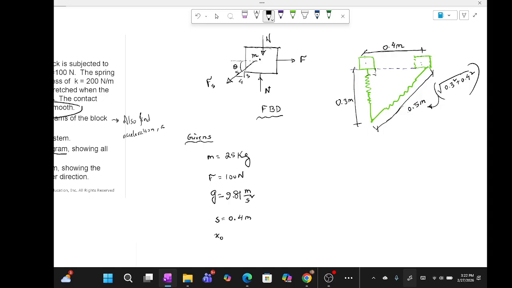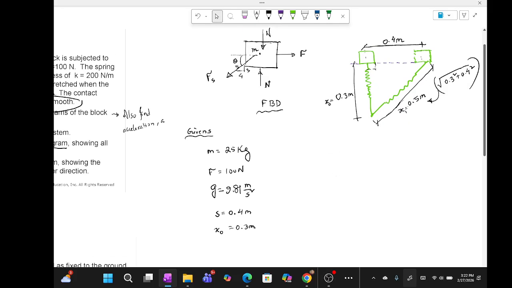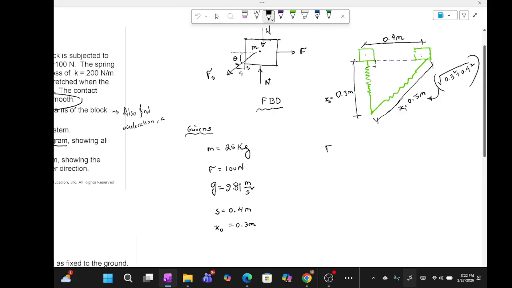All right, so now come back to the original thing. You can name this x0 and this x1. So x0 is 0.3 meter. And this x1 is technically not given, so I don't want to write it. I'm going to do it in the calculation portion. All right, so then the final thing is obviously to find what we're trying to find.